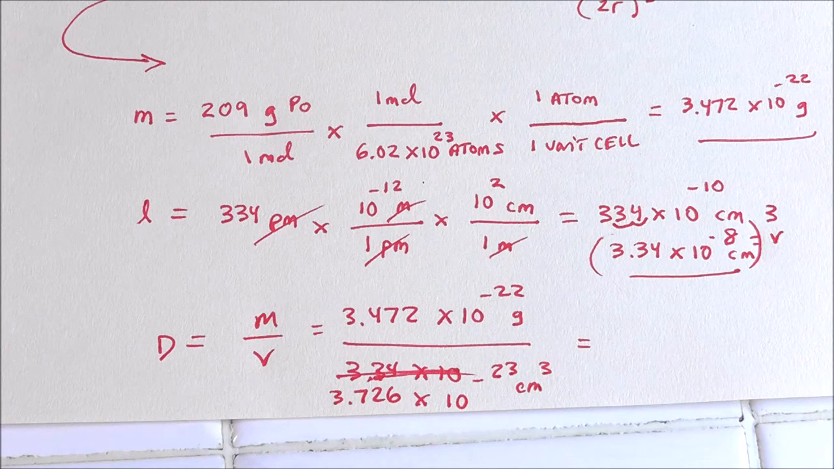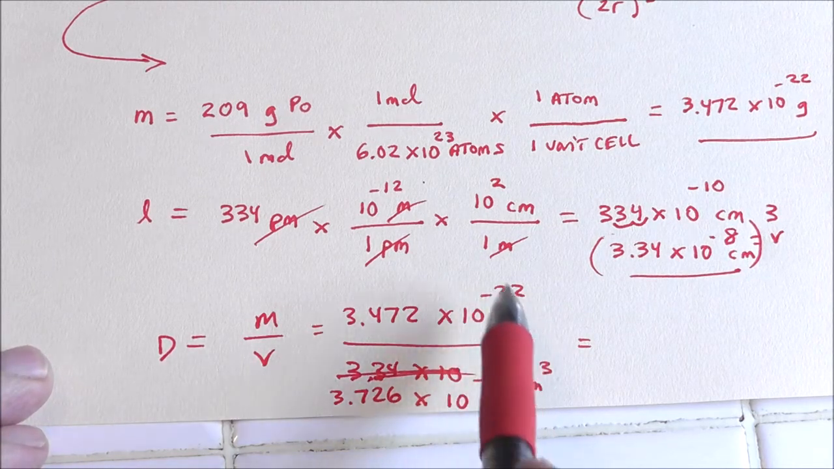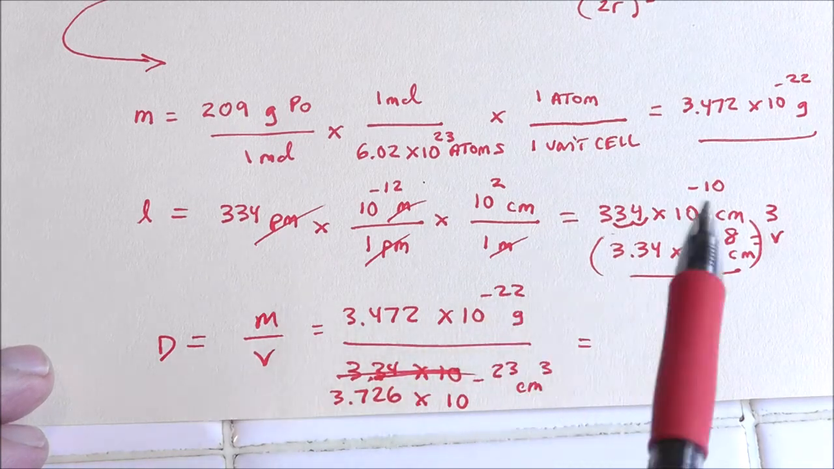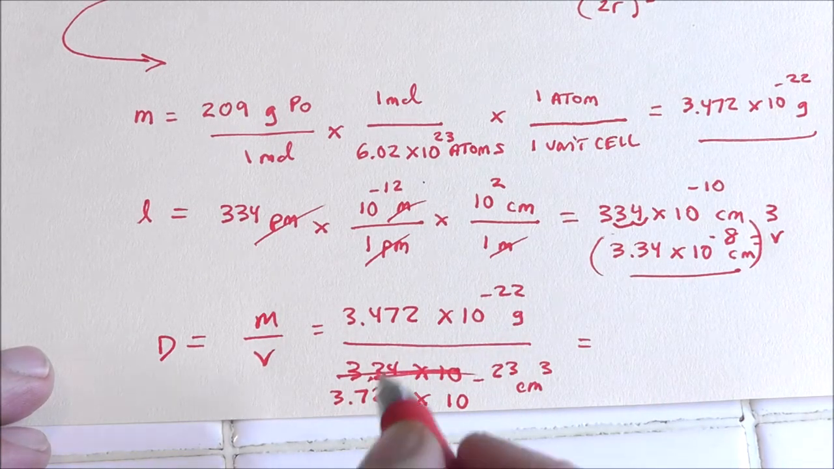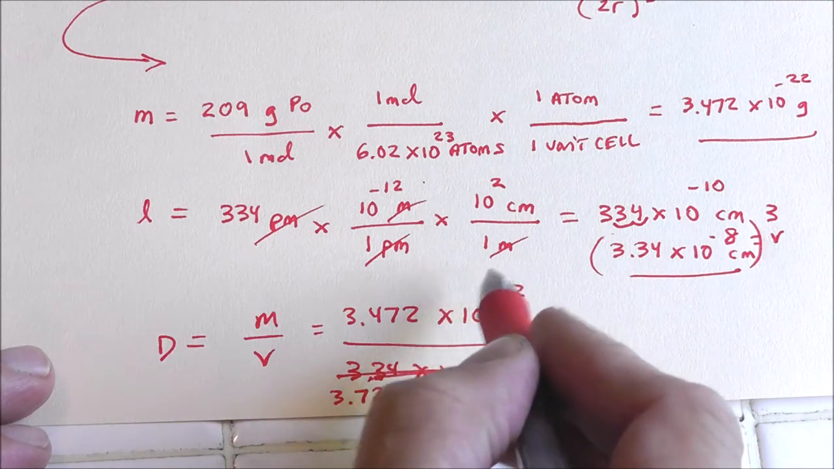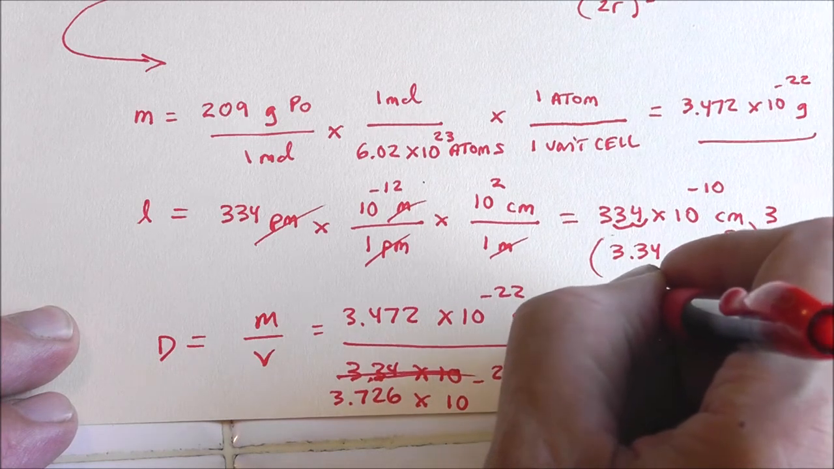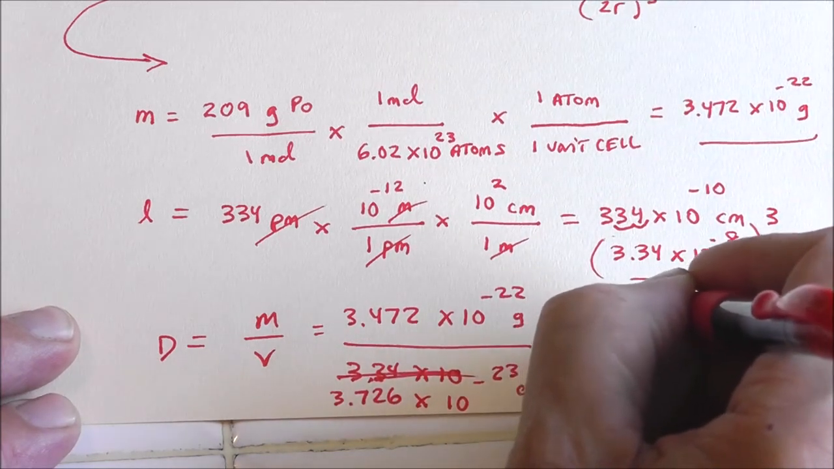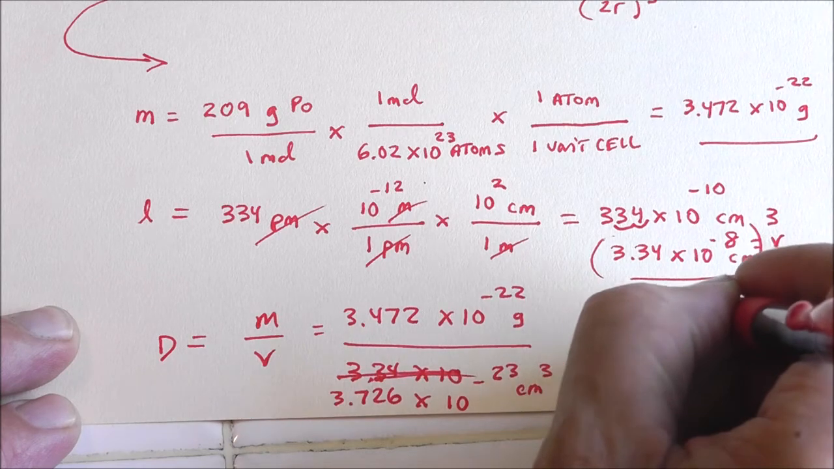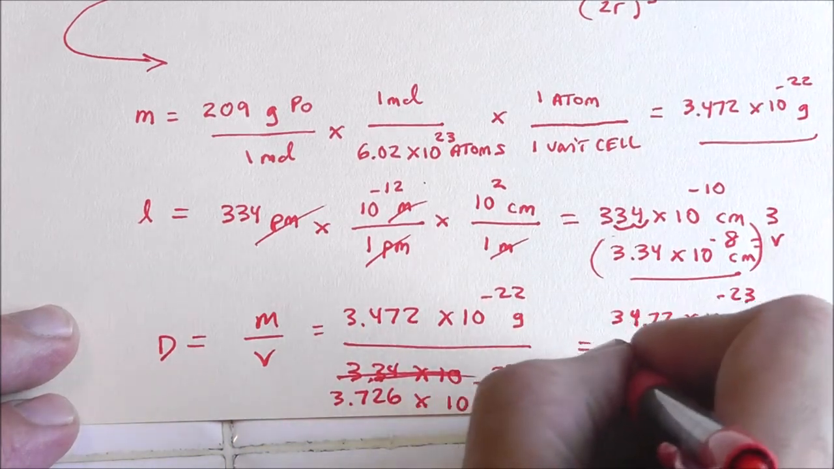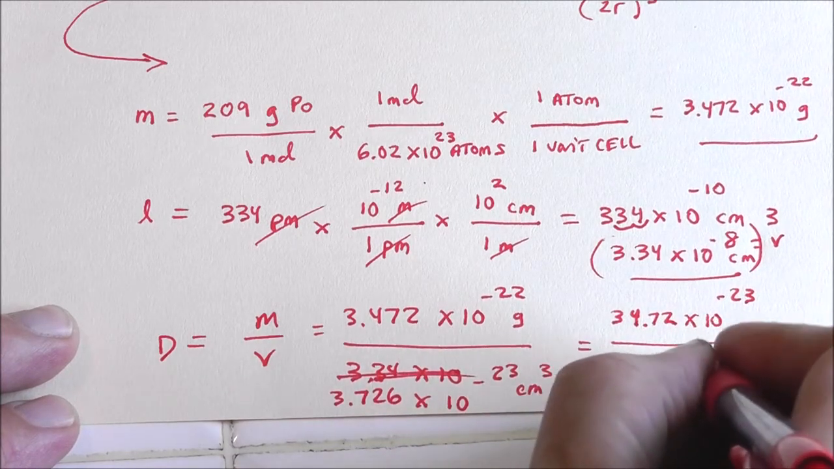Now you got some decisions to make here. You can crank that into your calculator. But the other thing you could do is make them both the same power of 10. If I were to make this times 10 to the minus 23, so the 10 to the minus 23s would cancel out, this would then be made 10 times smaller. So this would be like 34.72 times 10 to the minus 23 divided by 3.726 times 10 to the minus 23.